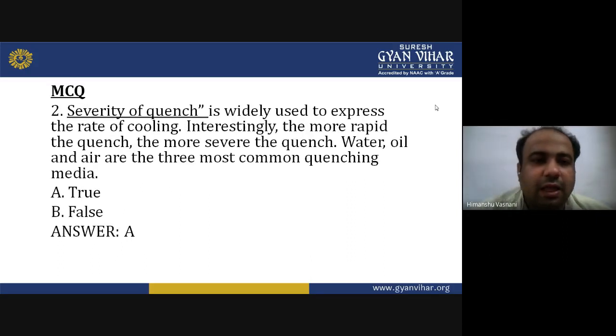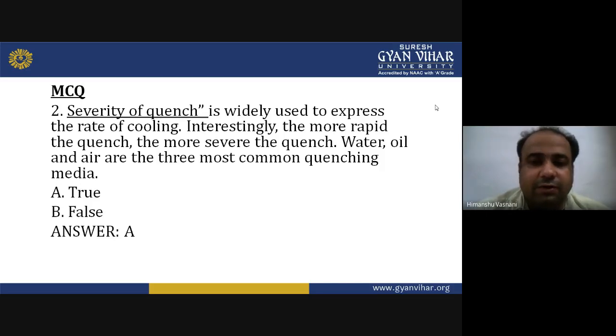Now, severity of quench is widely used to express the rate of cooling. We discussed this term at the start. The more rapid the quench, the more severe the quench. And out of these, we have studied that water has the more rapid quenching.